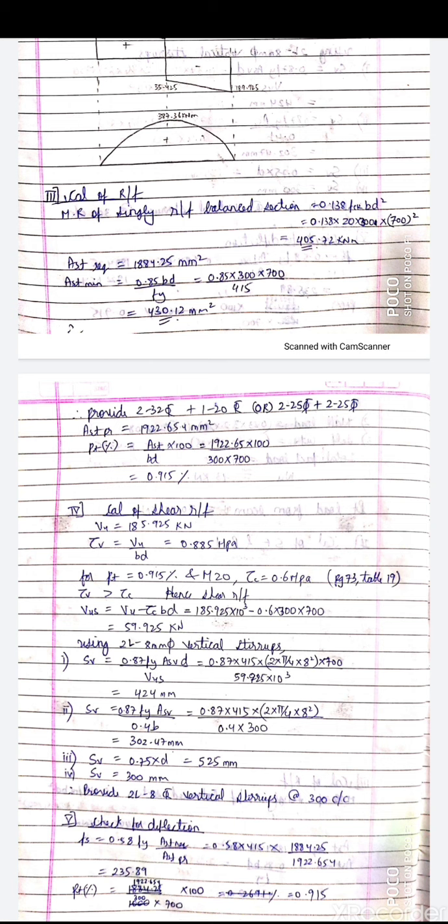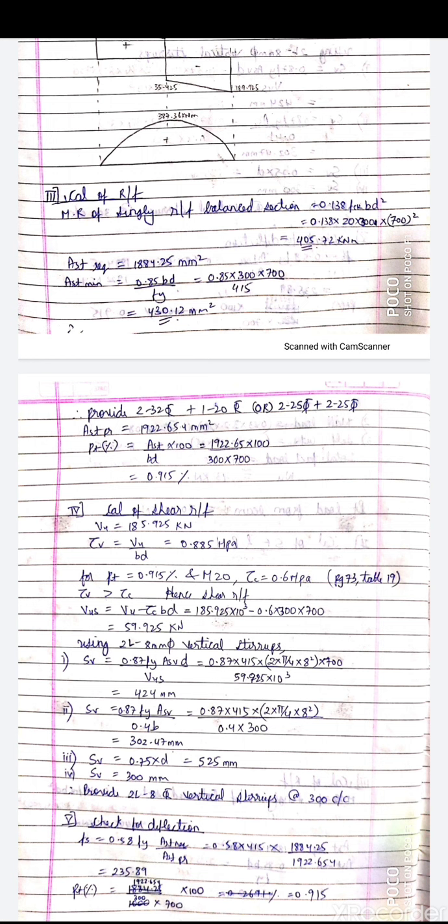So we have to check tau V and tau C. Here tau V is greater than tau C, so hence shear reinforcement is required. The shear reinforcement is required for the shear strength of VU minus tau C into BD, where VU is 185 and tau C, B and D you know. So VUS is 59.925 kilonewton. VUS means this is the shear force for which we actually have to provide the shear reinforcement. So this is that actual force, VUS 59 kilonewton.